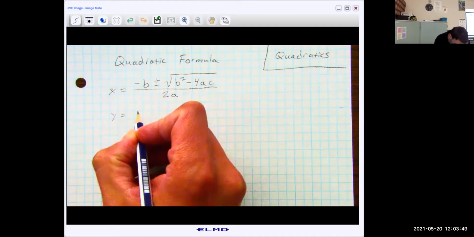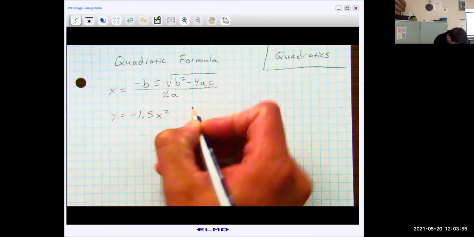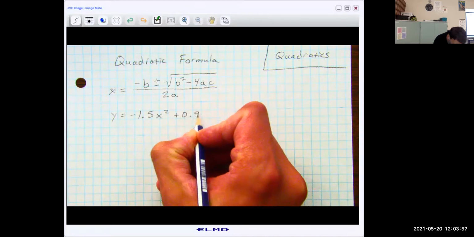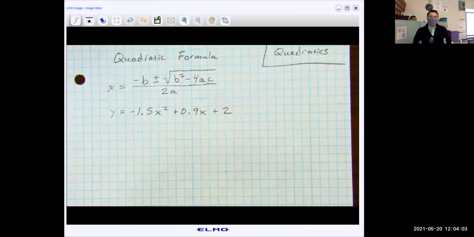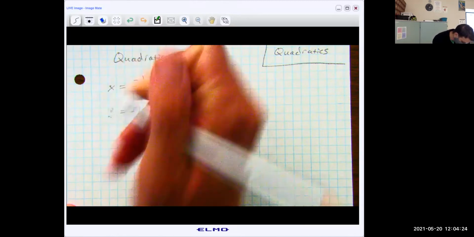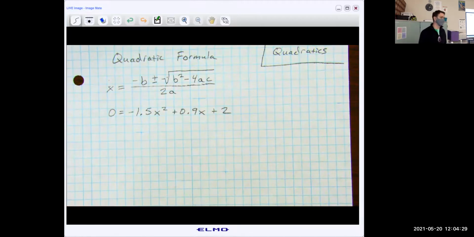Sasha threw a ball that looked like this. Y equals negative 1.5 x squared plus 0.9x plus 2. The first step in the quadratic formula is actually the same as all the other solving things we've done. You want to make y equal 0. So let me erase the y and just make it equal to 0. Because we want to know the x-intercept. That's why we do it.